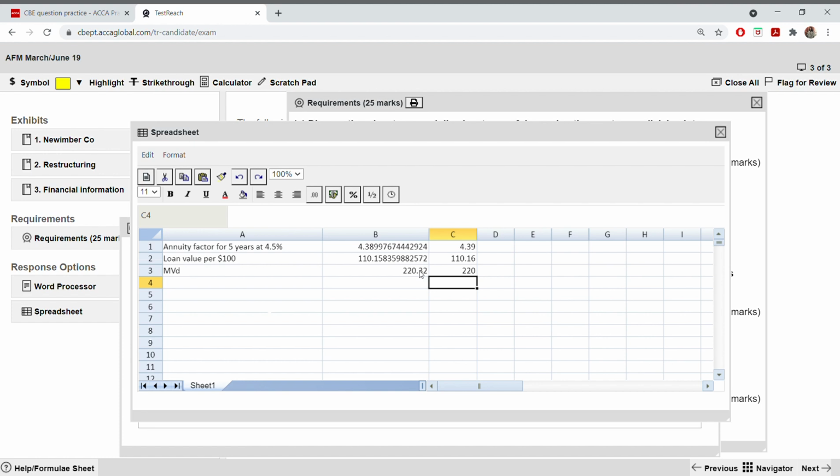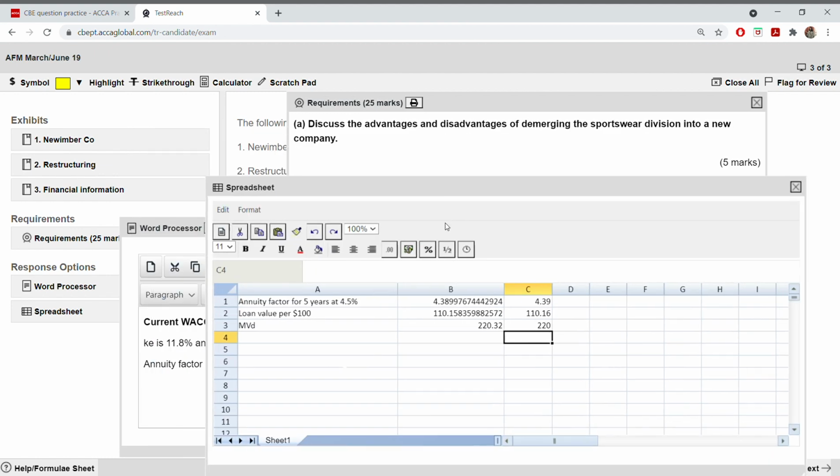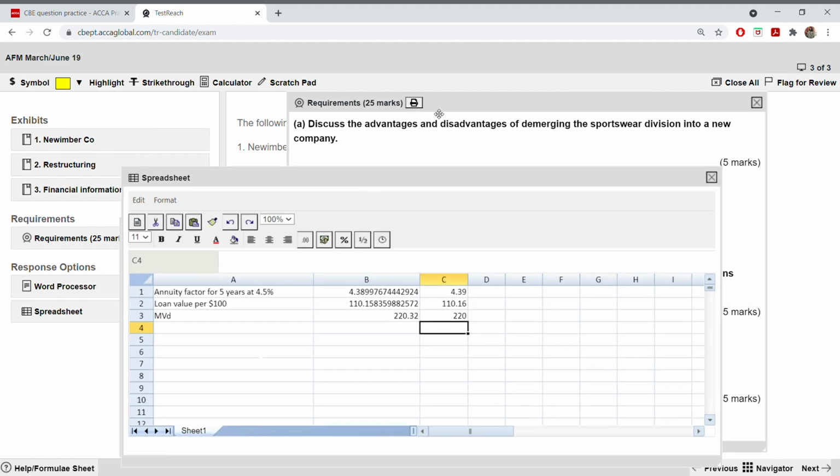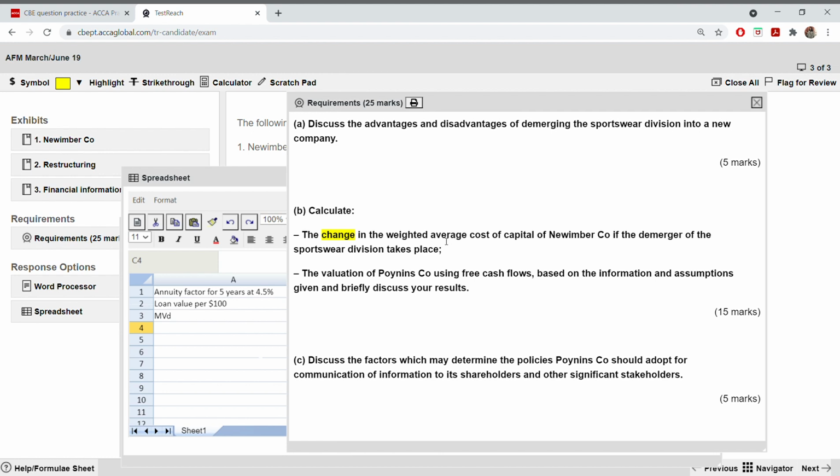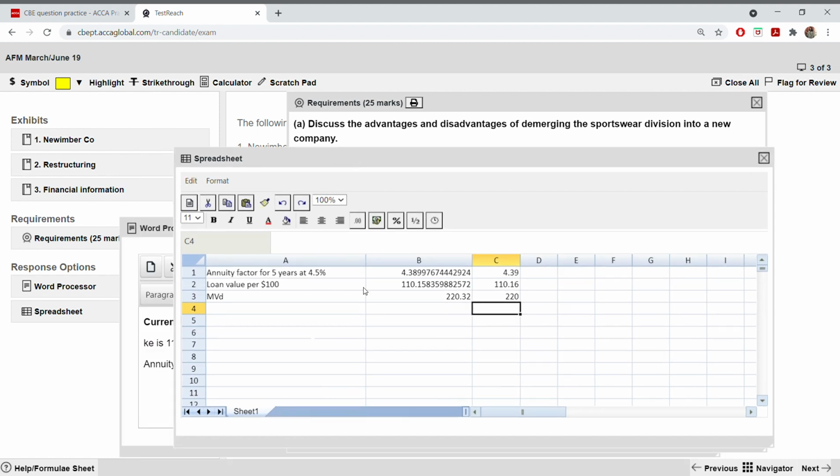All these things you don't have to copy paste in the Word document. What you have to copy paste in the Word is the WACC. The question asked, the requirement asked what? Let me open the change in the WACC. So that change, the current and new, the two WACCs you need to take in the word processor. All this working is not required. You can keep it in the Excel.